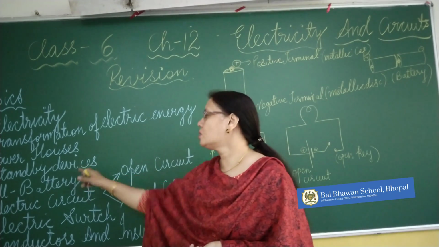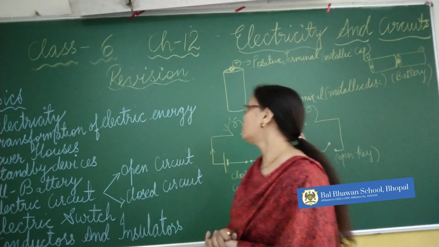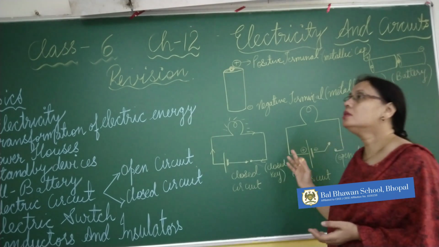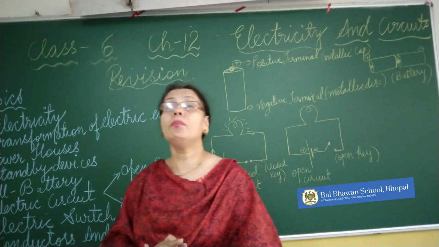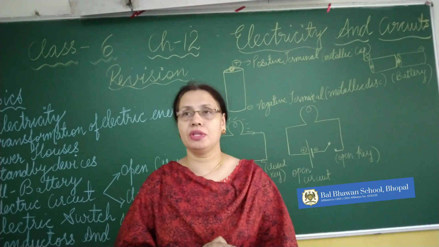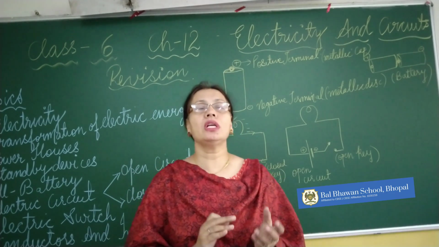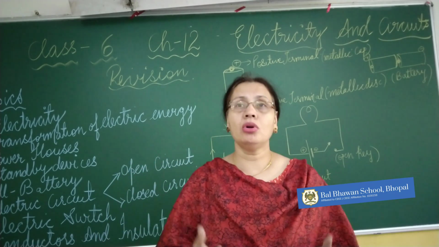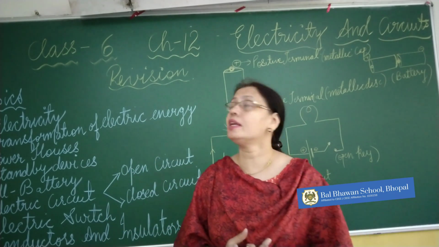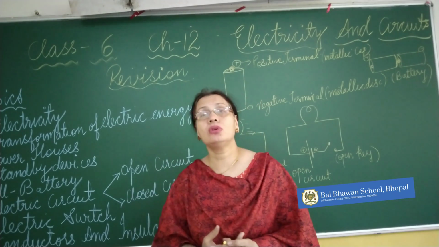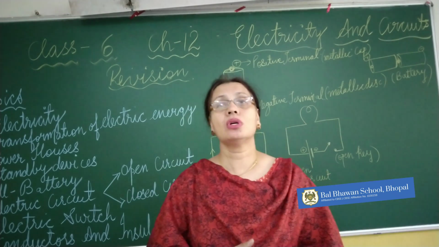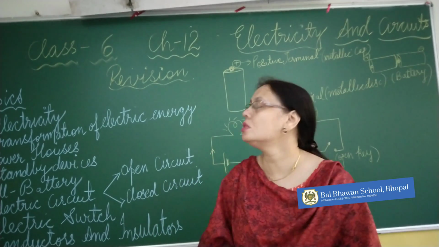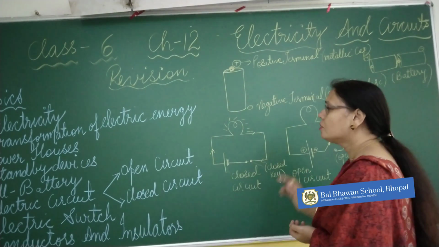Now coming to the next topic, that is battery. What is a battery? Here I have drawn two cells together, and a battery is a combination of cells, a group of cells. Suppose the requirement for any device is that a lot of current is required to run that device, and in that case instead of using one cell we use a combination of cells. So such a combination of cells is known as a battery.